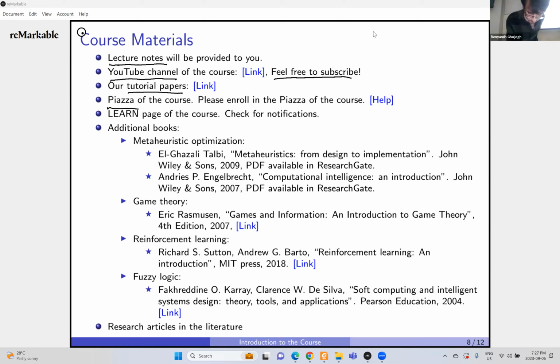We have Piazza for the course. Please enroll in the Piazza of the course. So go to Piazza and search EC 457A and enroll in it. I have put a poll there. That's for tutorial sessions. As you know, we have tutorial sessions for this course, and the tutorial sessions will be held by Daniel, one of the TAs. So Daniel is wondering whether you want the tutorial sessions to be online.